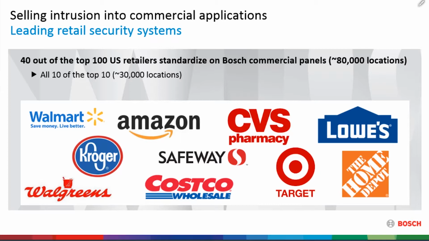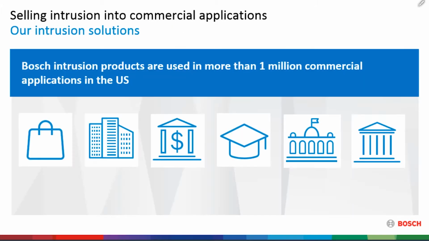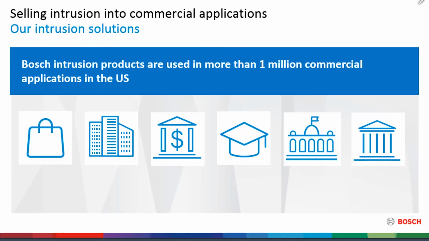So in addition to retail, Bosch Intrusion products are used in more than 1 million commercial applications in the U.S. And of course, retail is where we focus. Those multi-location, big box retailers are where you see a lot of Bosch products. But we also have products in office and commercial space, in banking, where we have some special features for banking. We've had some particular success in the education market, in government, and in military.